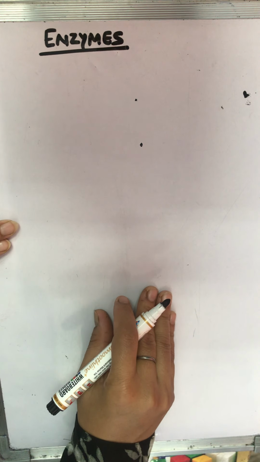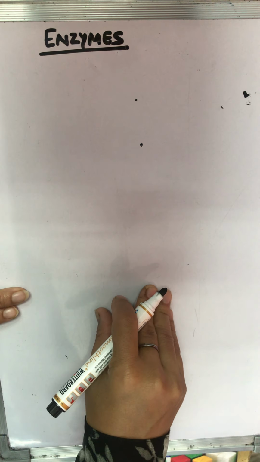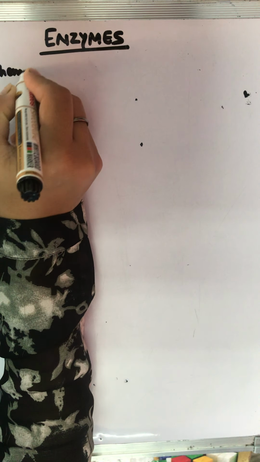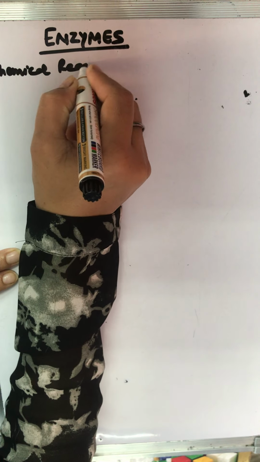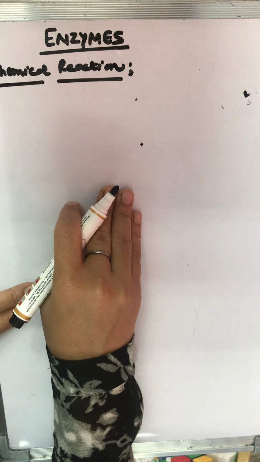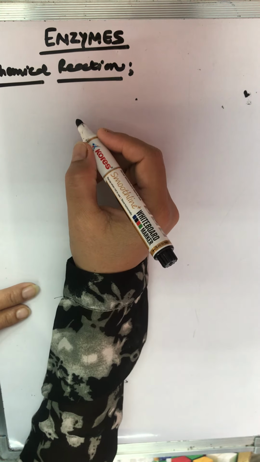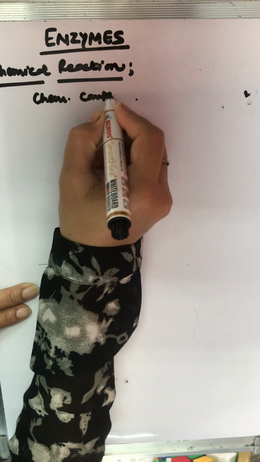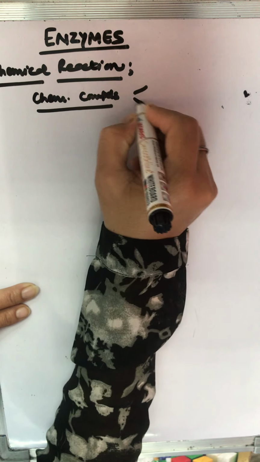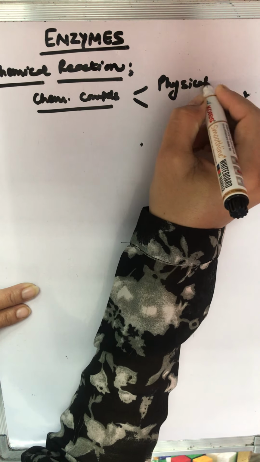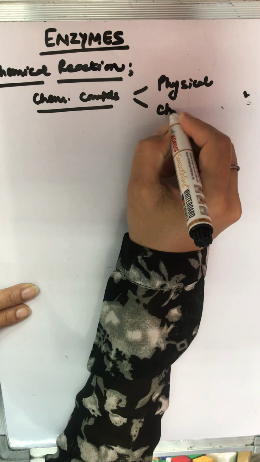Now moving to enzymes. So first of all, in enzymes we will discuss the chemical reaction. Chemical reaction means the chemical compounds always undergo two types of changes. One is physical change and the other one is chemical change.